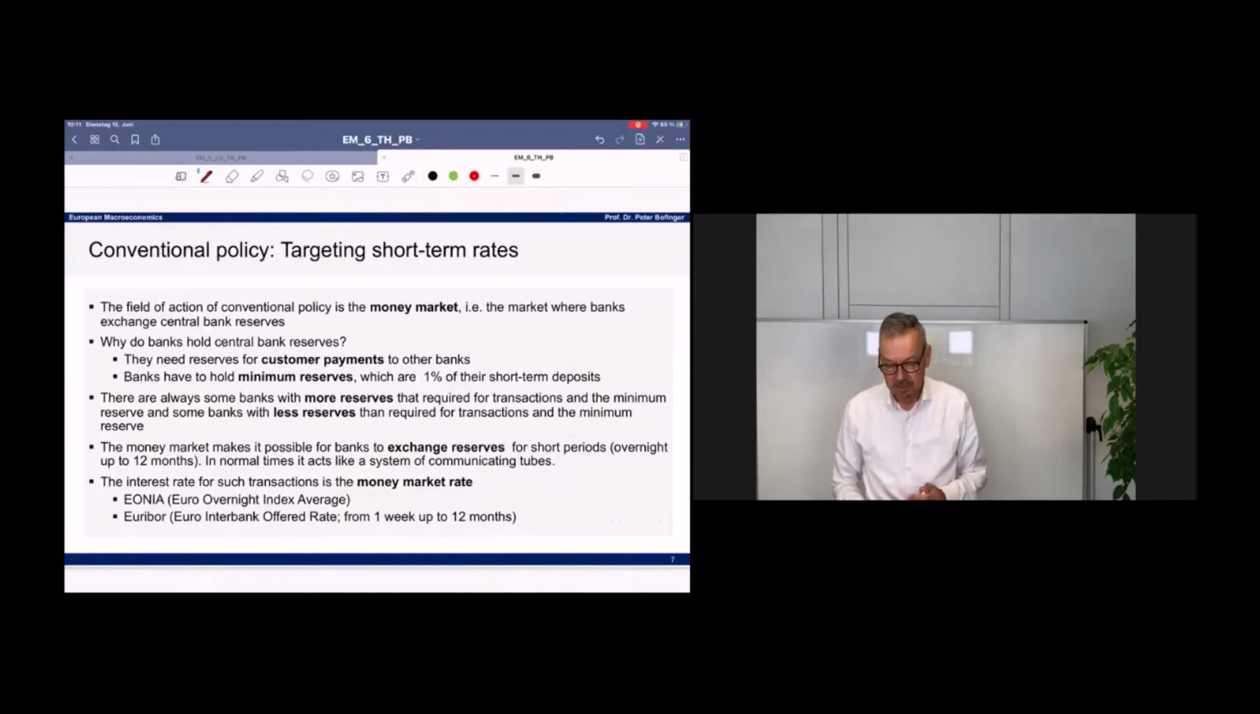So, conventional monetary policy means the central bank targets short-term interest rate, and the field of action of conventional monetary policy is a so-called money market, and that's the market where banks trade central bank reserves. And this raises the question: why does a commercial bank need central bank reserves? We've already seen that whenever a customer makes a payment from bank A to bank B, then the reserves of bank A are reduced. So in order to make payments for its customers, commercial banks always need a certain amount of reserves with the central bank.